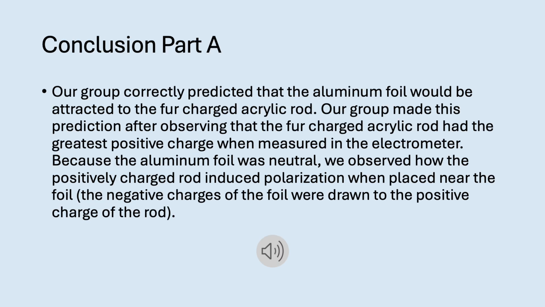Conclusion Part A. Our group correctly predicted that the aluminum foil would be attracted to the fur-charged acrylic rod. Our group made this prediction after observing that the fur-charged acrylic rod had the greatest positive charge when measured in the electrometer. Because the aluminum foil was neutral, we observed how the positively charged rod induced polarization when placed near the foil. The negative charges of the foil were drawn to the positive charge of the rod.